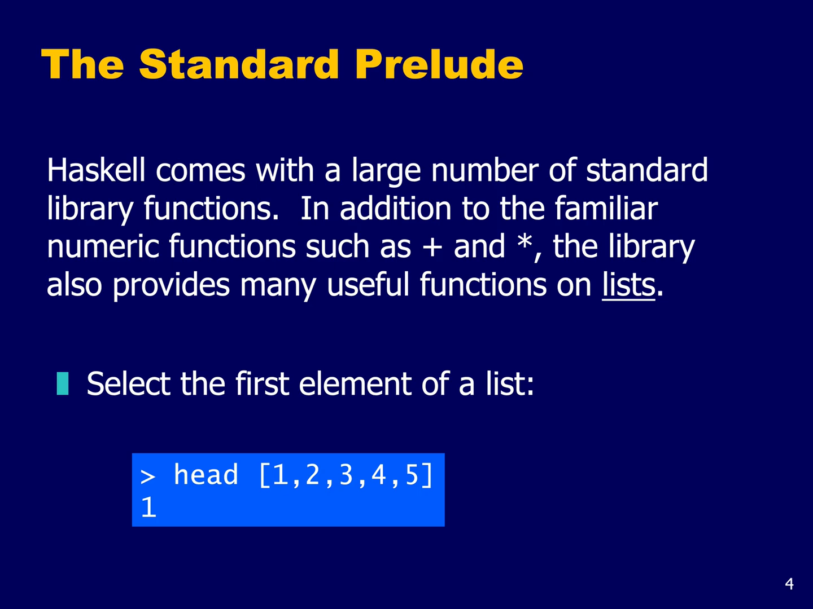So what I want to do for the next few slides now is introduce you to what's called the Haskell standard prelude, or the standard library. The idea here is that Haskell comes with a large number of standard library functions, and of course you have all the familiar numeric things like plus and times that we've just been looking at, but many of the library functions which are provided as standard actually operate on lists.